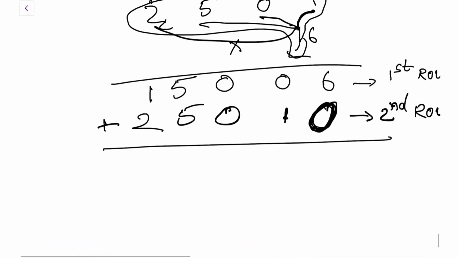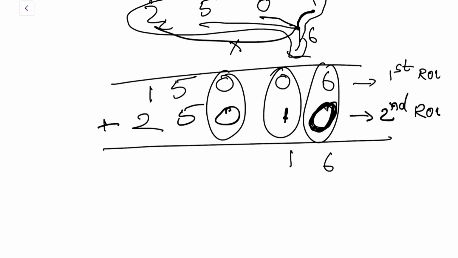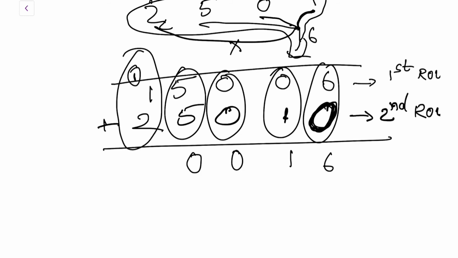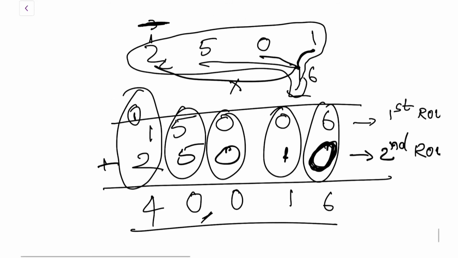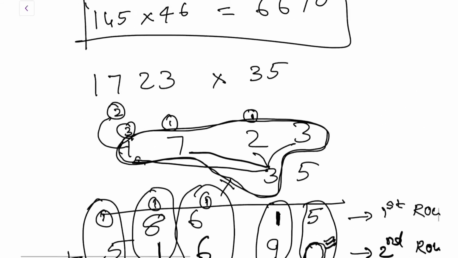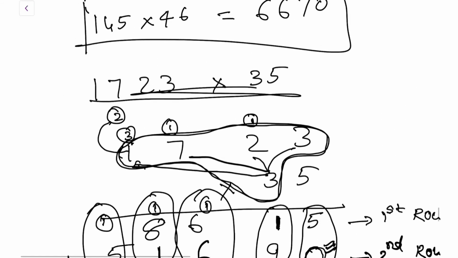Now all you have to do is to add. 6 plus 0 is 6. 0 plus 1 is 1. 0 plus 0 is 0. 5 plus 5 is 10. 1 gets carried over. 1 plus 1 plus 2 is 4. 40,016 is the answer. Remember what I have done here? Cancelling. So before doing step 2, cancel the carryover that is done in step 1. Alright. So in the previous example also, when we did 1723 into 35, you can cancel the carryover of the first step and then go to the second step.